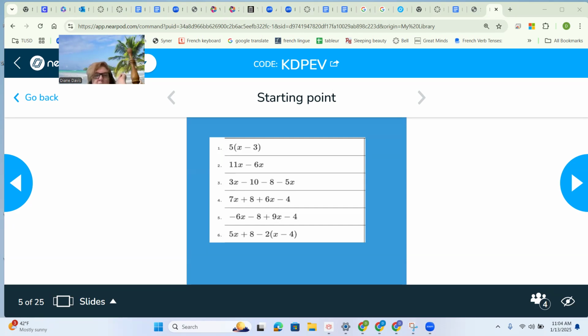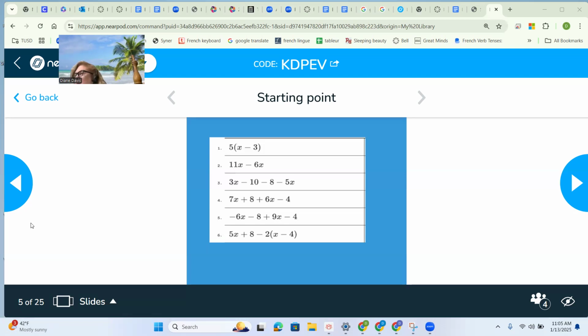8 take away 4 is 4. That's right. So it'd be 13x plus 4. All right. What about the next one? Negative 6x, negative 8 plus 9x, take away 4. What would that be? I didn't mean to put a down slash there.